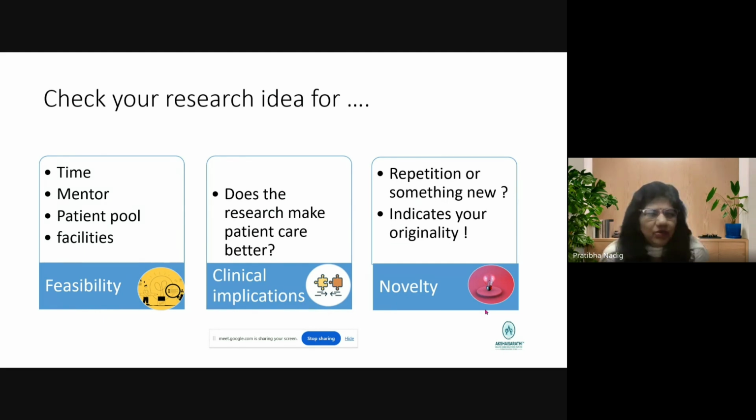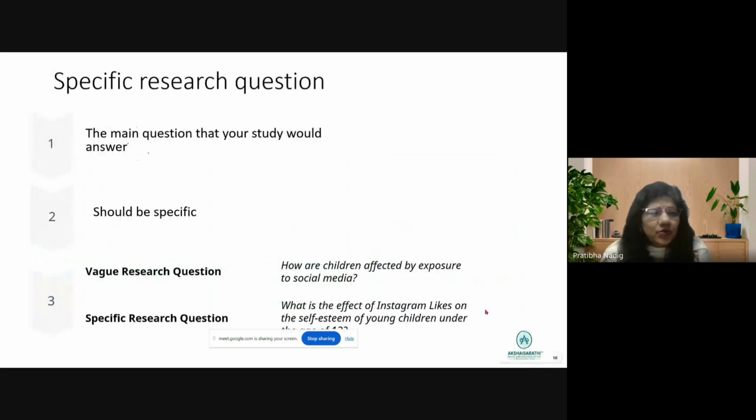Just check all this and then come to a specific research question. Let us make a research question. That means in research, nothing is vague.